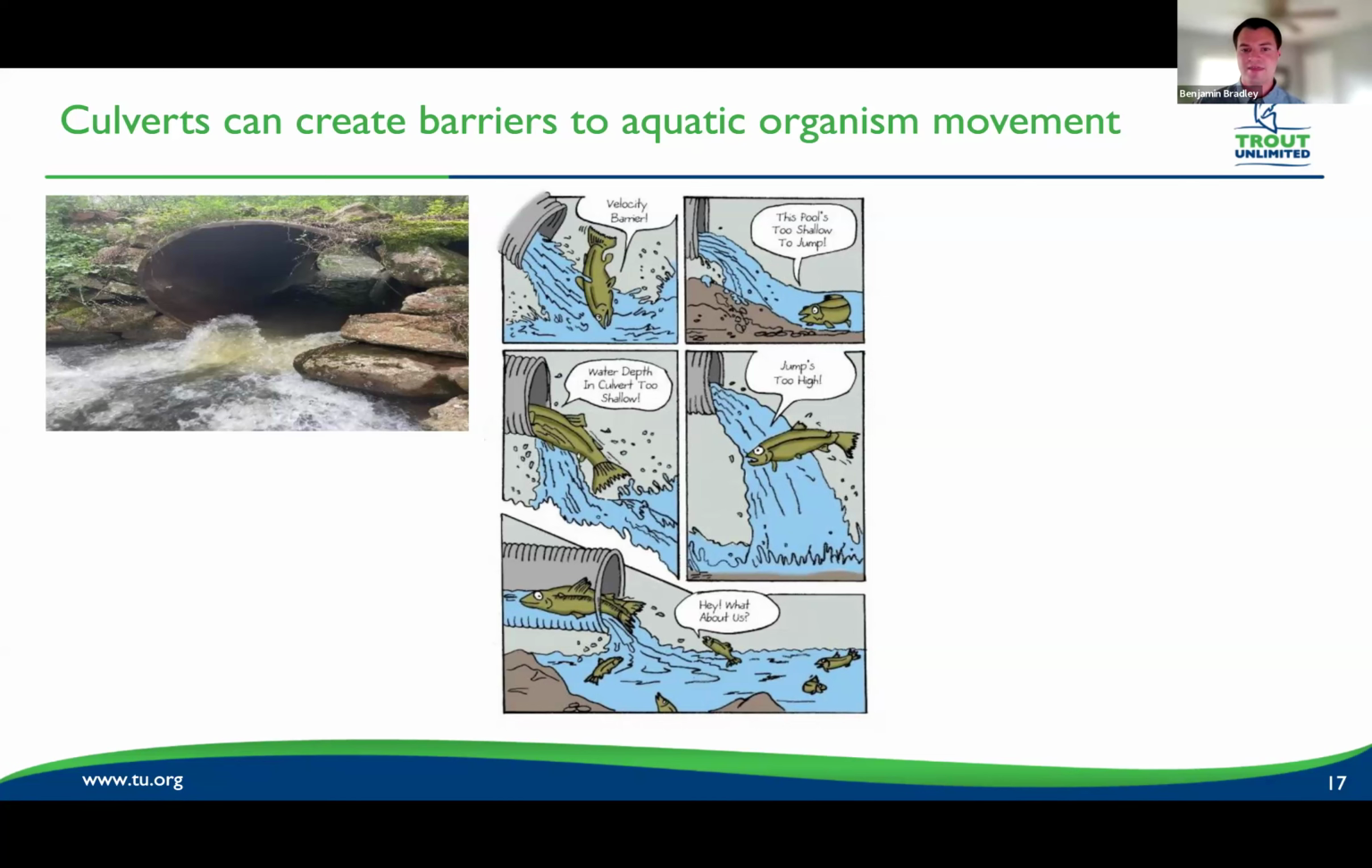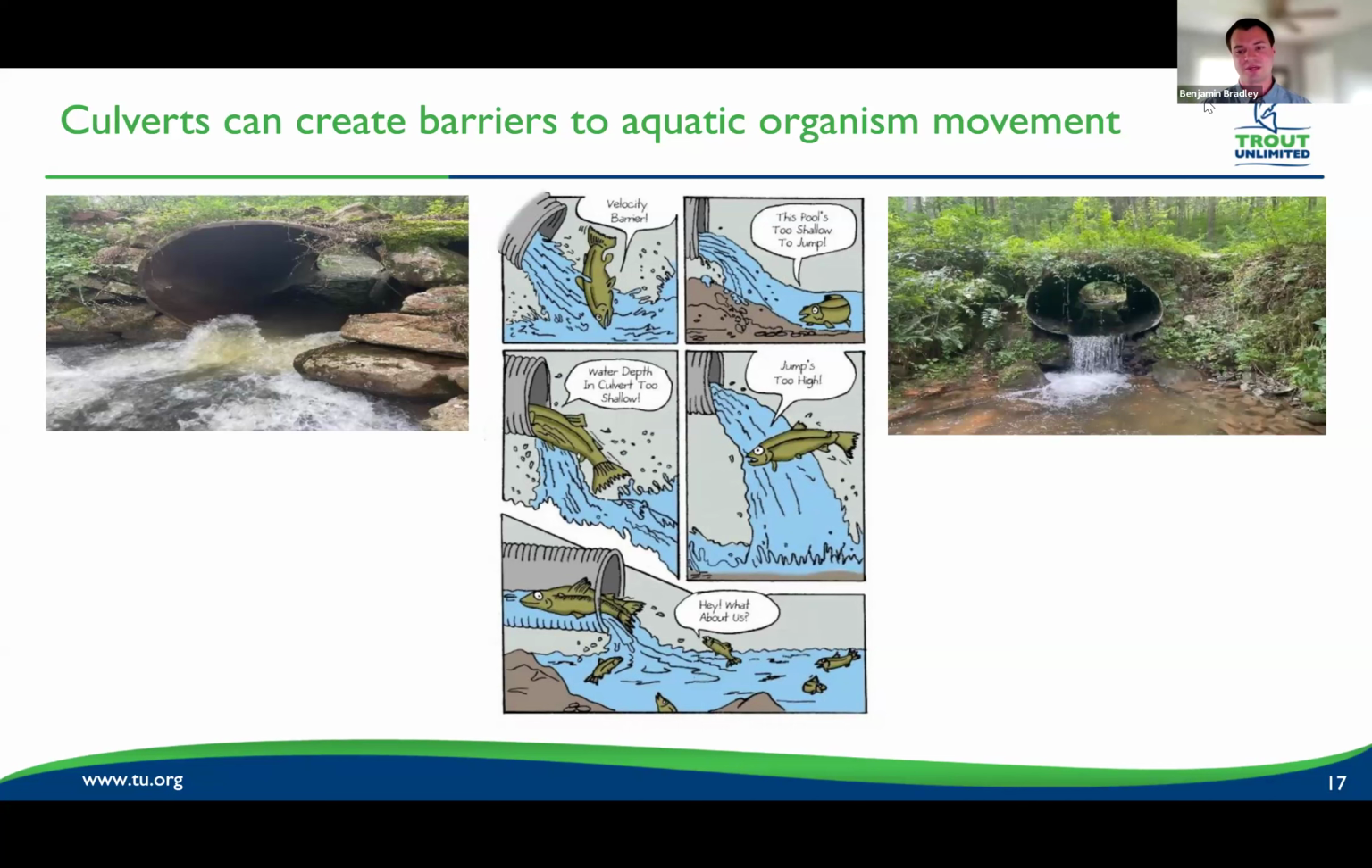And start thinking about that candy darter. Candy darter can move around in the stream, but he's not going to be able to move through that culvert barrel where the water might be going twice as fast as it is in the stream. Next picture.